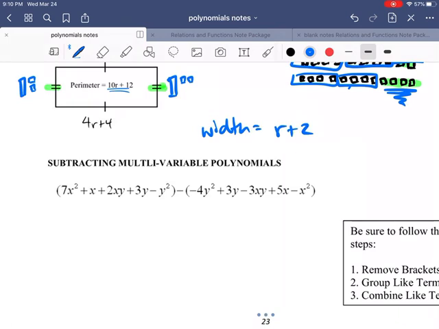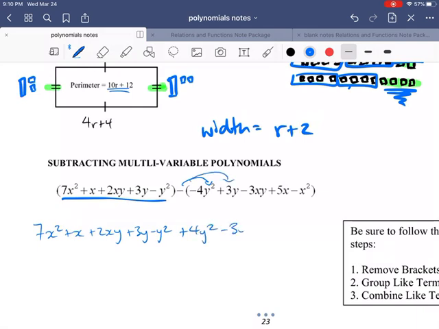Here we've got multivariable polynomials. So the first set, just like before, stays the same. Let's get a smaller pen size here. So 7x squared plus x plus 2xy plus 3y minus y squared. We don't actually need this set of brackets here. Now this part, this negative is actually going to get distributed. So that becomes positive 4y squared. That becomes negative 3y. That becomes positive 3xy. That one's negative 5x. And that one's positive x squared.